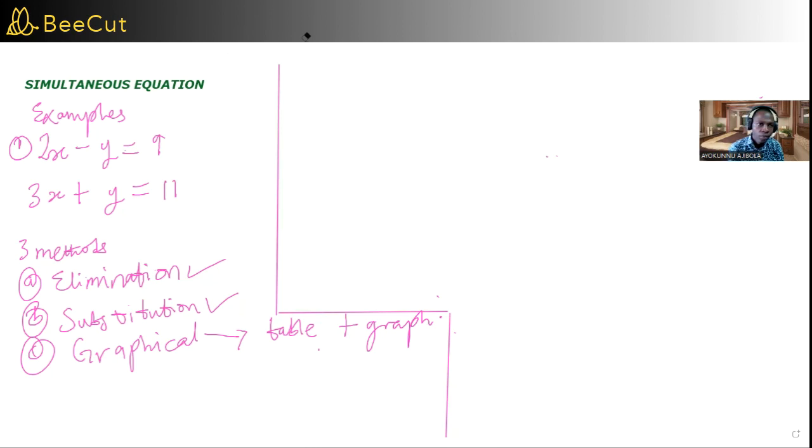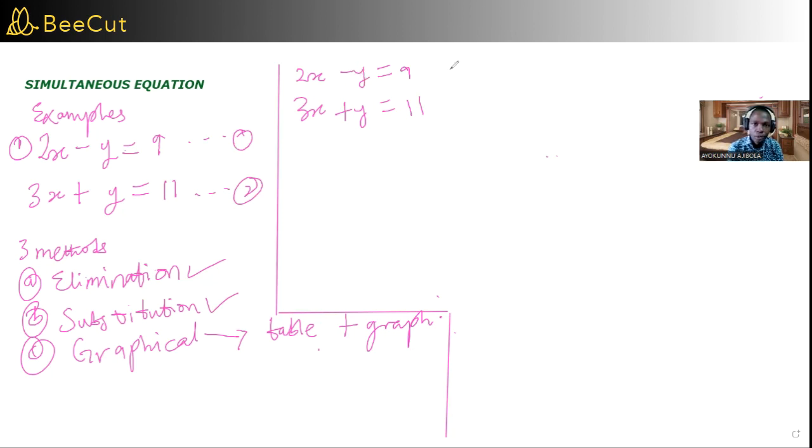Okay, now to solve the same equation 1 and equation 2, this is equation 1 and this is equation 2, using our substitution method this time around, you rewrite the two equations. That's 2x minus y equals 9 and 3x plus y equals 11. So the first step you need to follow here is to make any of x or y the subject of the formula. So I choose to make y the subject because it doesn't have any number.